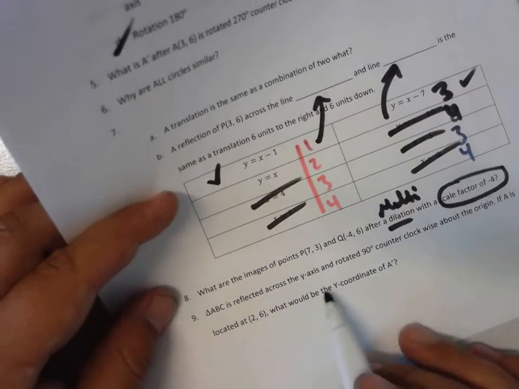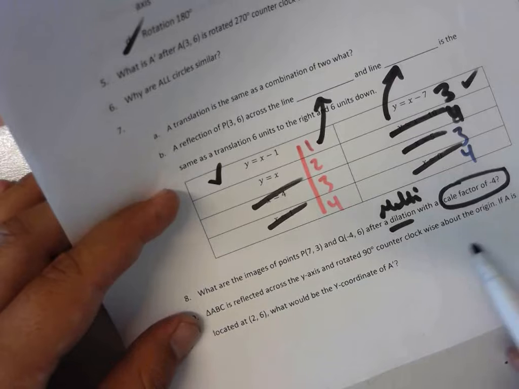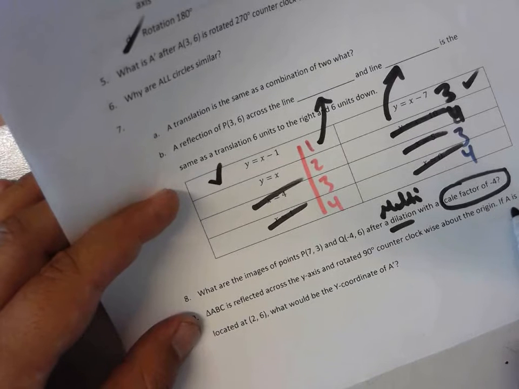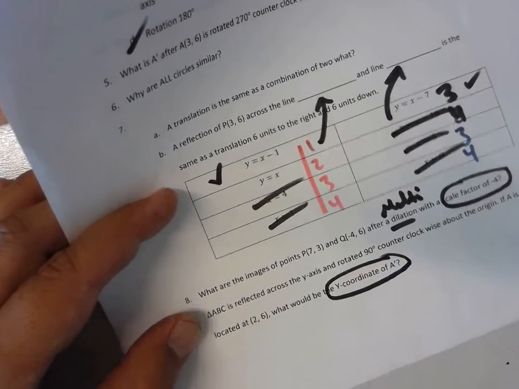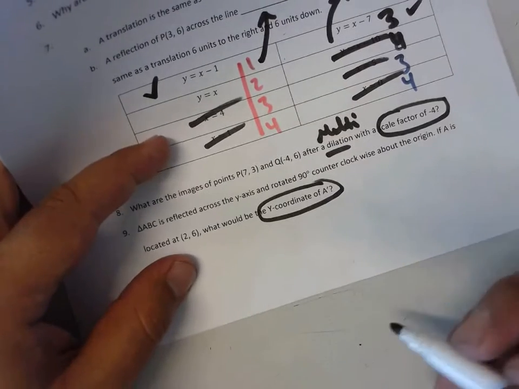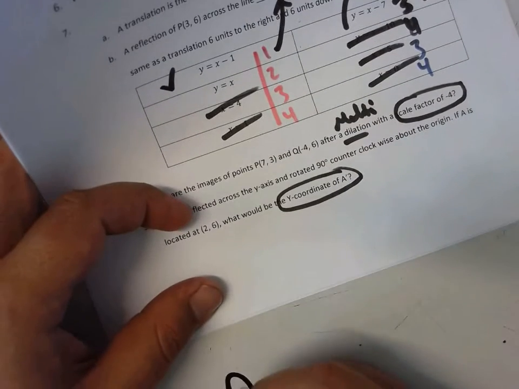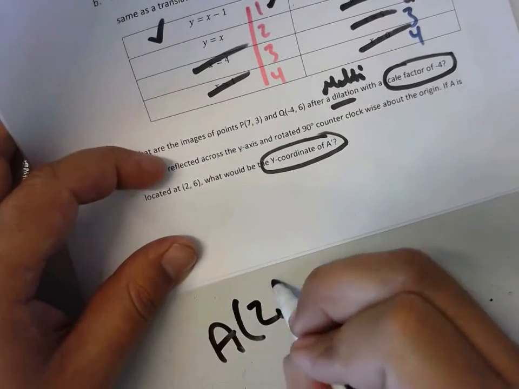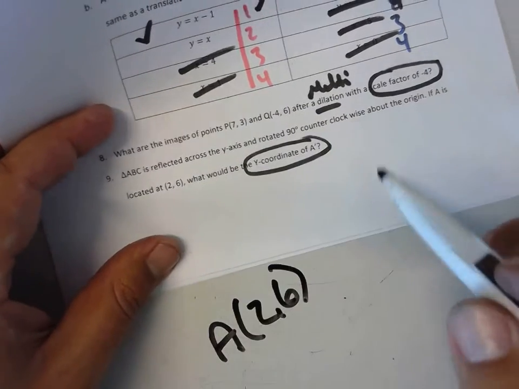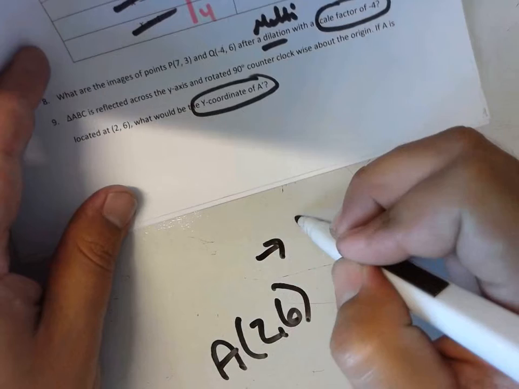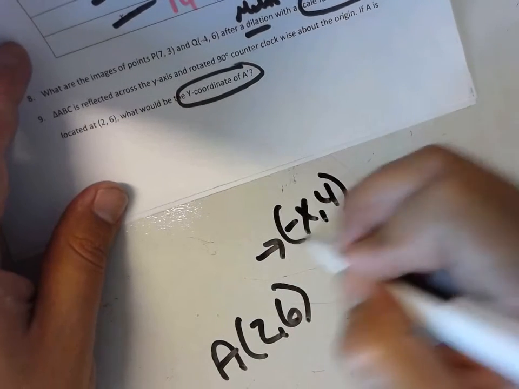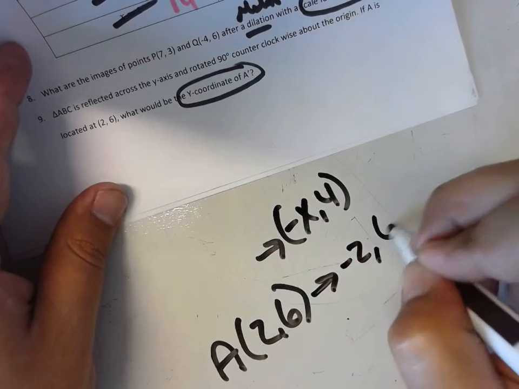9. Triangle ABC is reflected across the y-axis and rotated 90 degrees counterclockwise about the origin. If A is located at 2, 6, what would be the y-coordinate of A prime? Be careful of that question. They want the y-coordinate of A prime only. If you type in the x-coordinate, you will be wrong. So A is at 2, 6. It says it's reflected across the y-axis. That means the y-axis would be -x, y. So you're changing that to -2, 6.